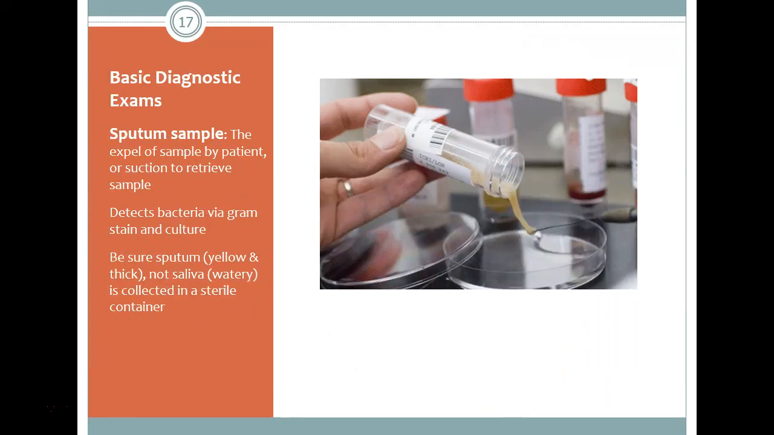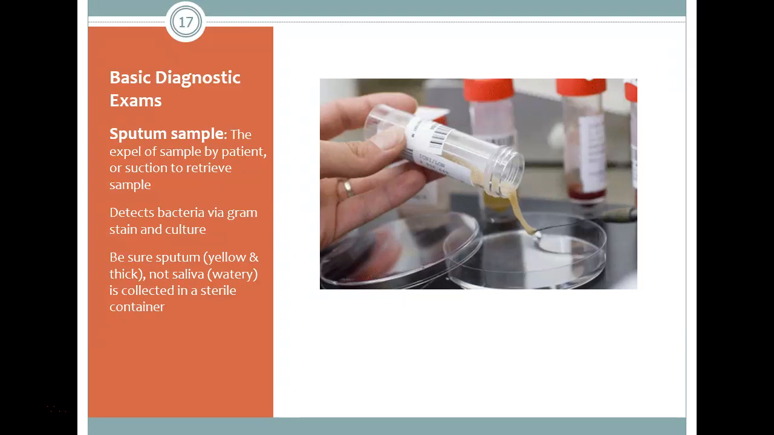We can also do a sputum sample as an exam, a tool that the physicians use. And again, with this tool, we're going to make sure that the patient is actually expelling the sputum and phlegm, and that they're not just spewing out saliva. So we're going to make sure that the phlegm is actually yellow and thick and that it's not watery like saliva. We're going to collect it in a sterile container, and it's going to be tested to see which antibiotics it will be susceptible to.